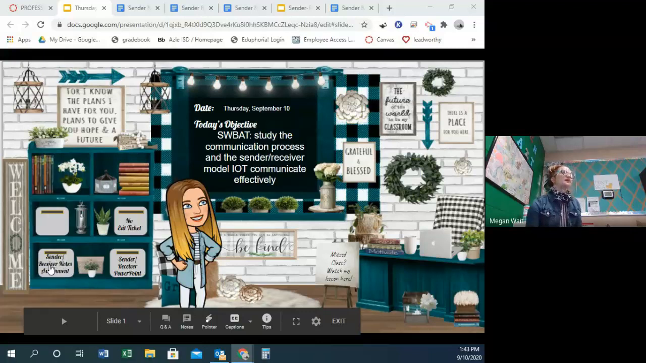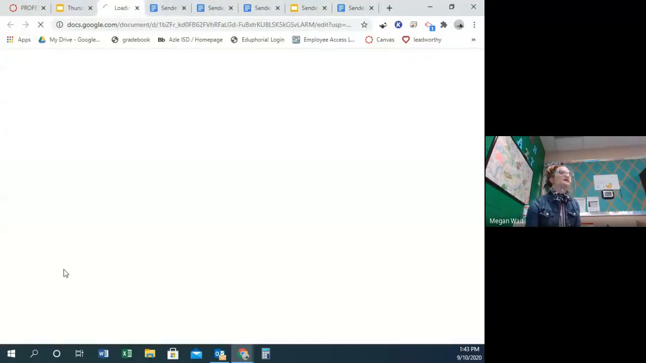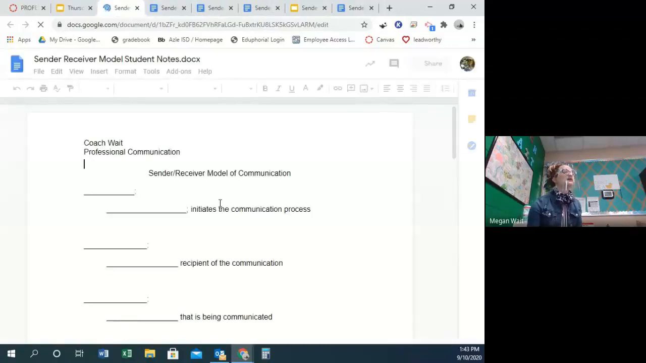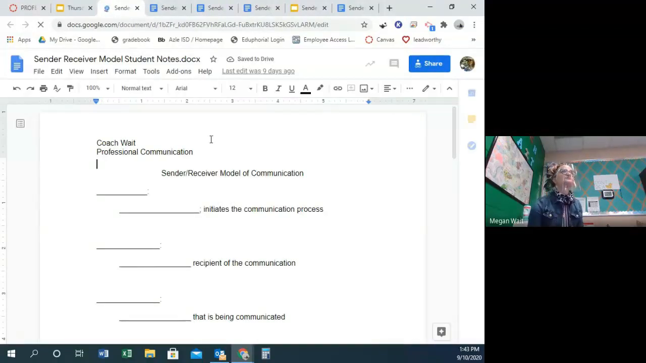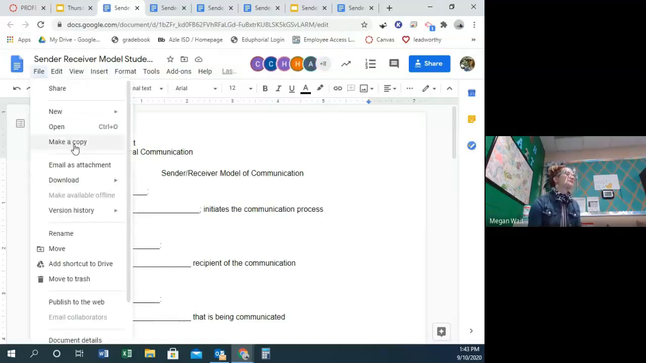So the first thing y'all need to do is right here, we have our sender-receiver notes. Y'all should have opened that up, and you're not going to be able to edit it, so what do you need to do? Make a copy. You go to File, and make a copy. That was your warm-up, so hopefully most of y'all did that. If not, y'all need to get on the ball a little bit as far as the warm-up goes.